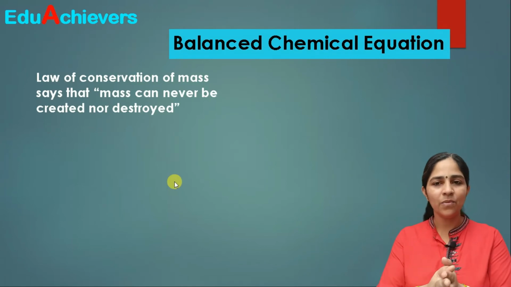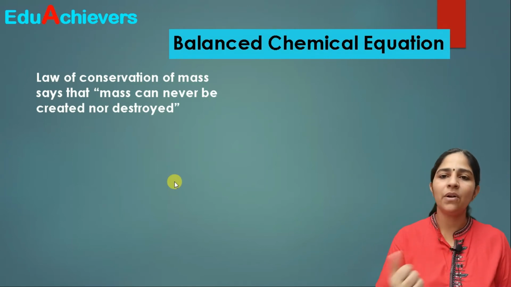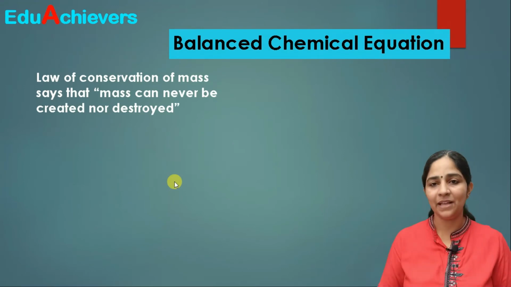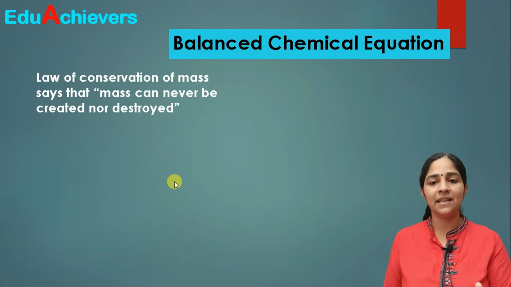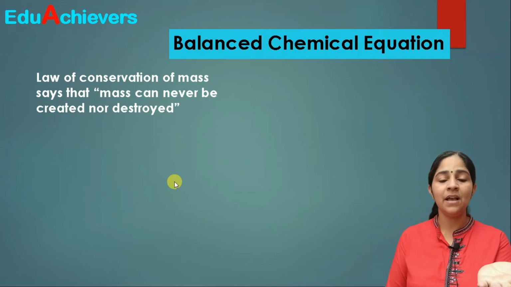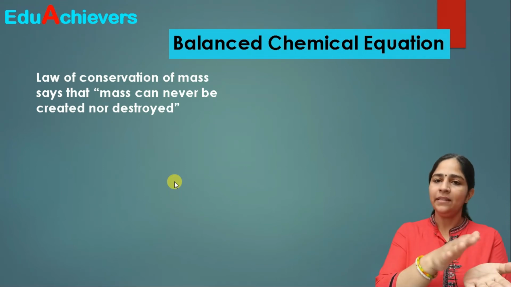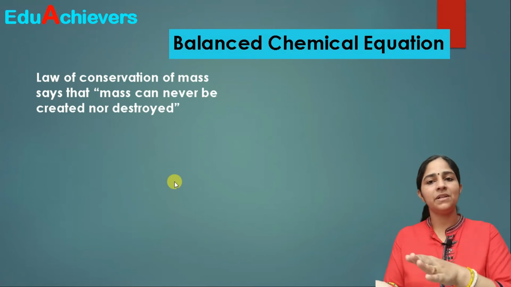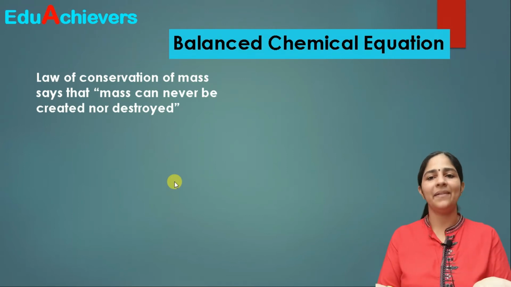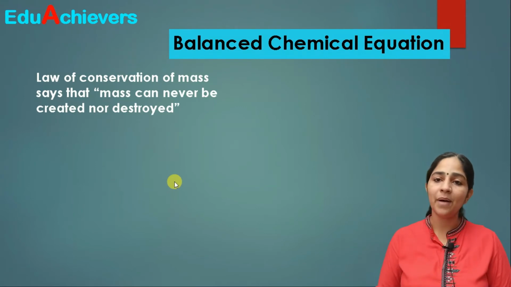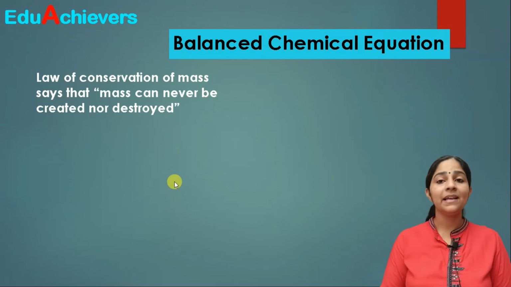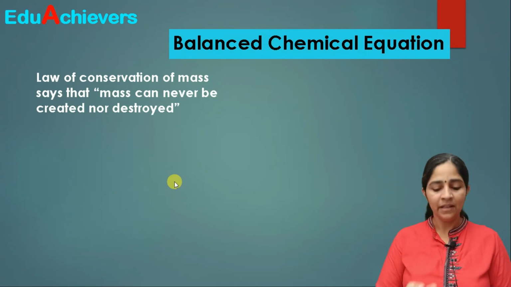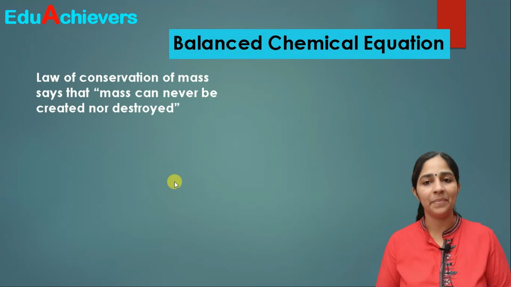Now why do we need to balance a chemical equation? Because whenever any chemical reaction is taking place, the mass cannot change. If you have taken 10 grams of some substance, or the reactants are 10 grams, then the product can be a new substance, but by mass it should also be 10 grams, correct? The law of conservation of mass says that mass cannot be created nor destroyed. Things are only changing their form, correct?